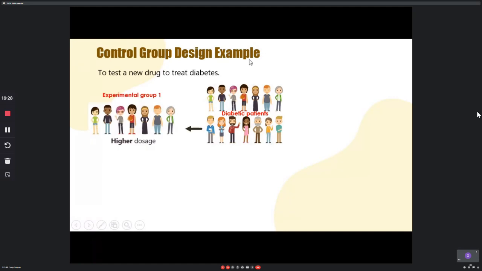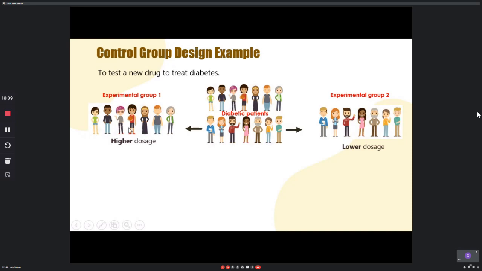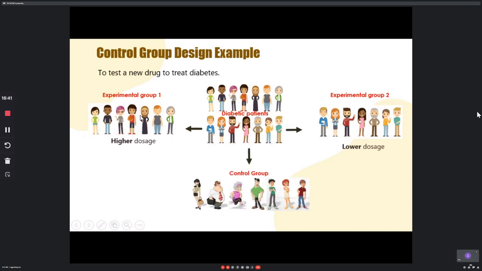Okay, what does it mean by control group design? We have experimented on diabetic patients. It's good that you have experiment groups, two different groups, one given a high dosage. Another group you give a low dosage, but there is another control group which you don't give any dosage at all. You don't give them any dosage, and let's compare.